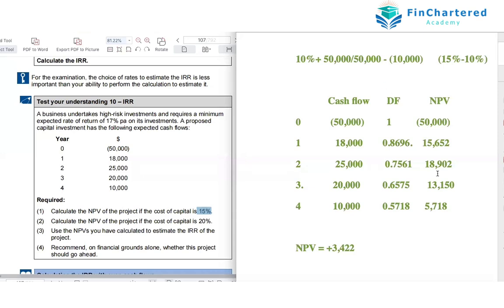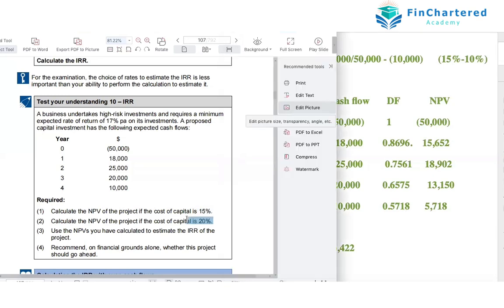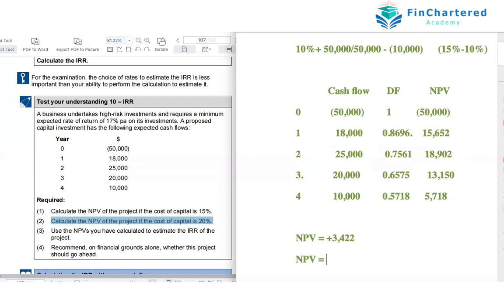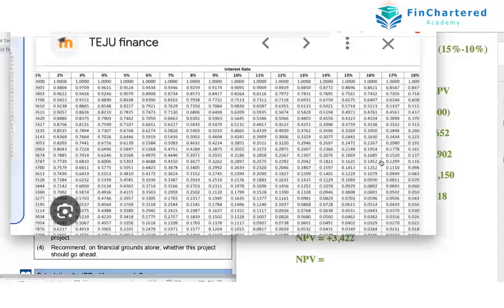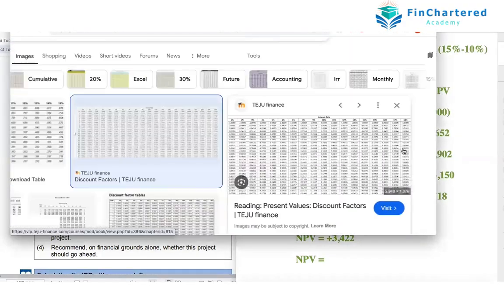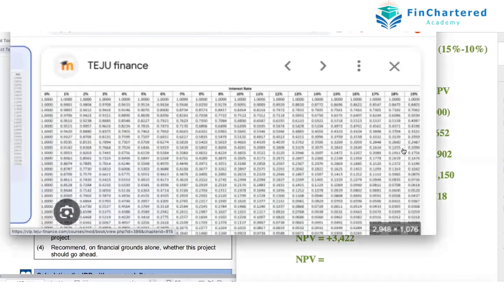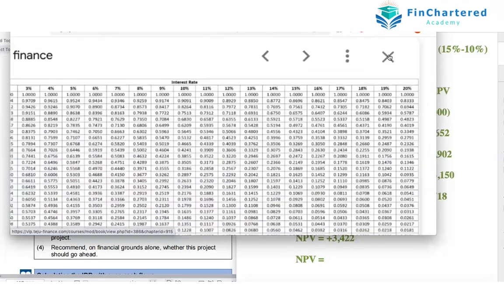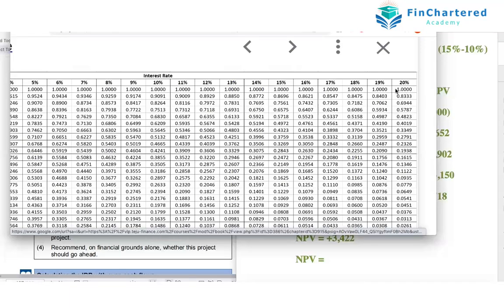Now we will redo the same thing, but for a cost of capital of 20%. I've done the first part of the question. Second part of the question, I want you to do it and tell me what is the NPV. Everybody has to calculate. And if you need, you have the discount factors also in front of you. Ignore the first one because that is for year 0. After that, 1, 2, it's there in order.